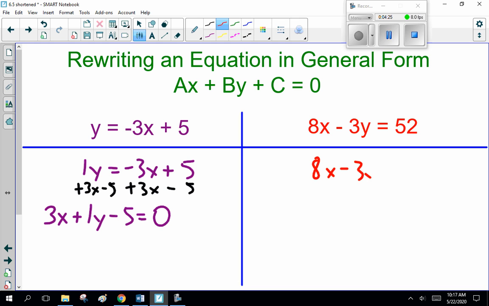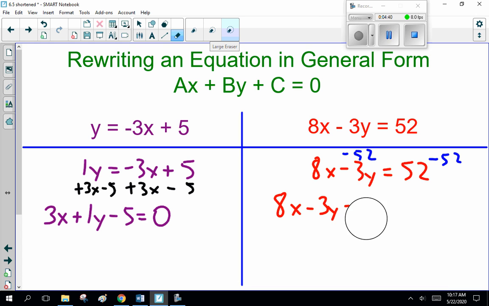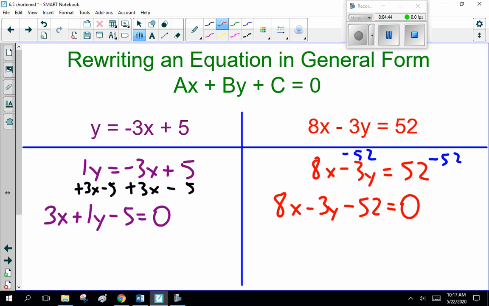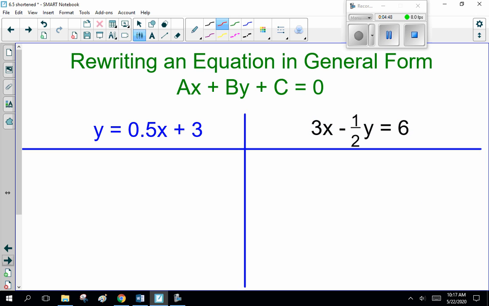Now, what about this other one here? 8x minus 3y equals 52. How do I get that equal to 0? Yes, subtract 52 from both sides. So rewriting this in general form, it's 8x minus 3y minus 52. So far, so good? You'll notice this is the one thing I'm stressing in the lesson because it's the one thing that I consider important. And why? I'll show you in a few minutes.